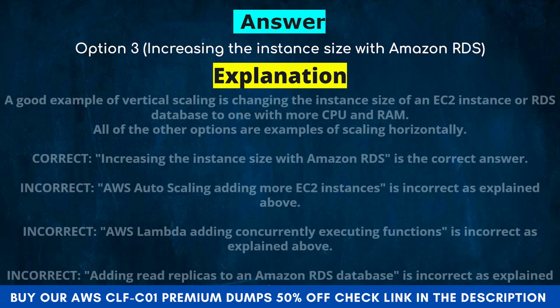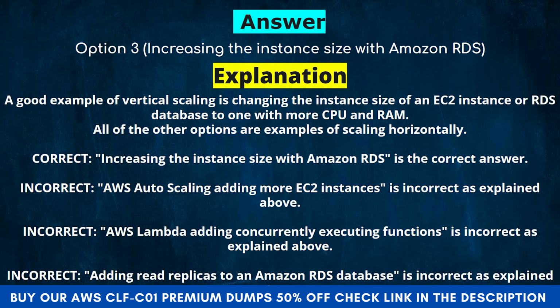Explanation. A good example of vertical scaling is changing the instance size of an EC2 instance or RDS database to one with more CPU and RAM. All of the other options are examples of scaling horizontally. Increasing the instance size with Amazon RDS is the correct answer. AWS Autoscaling adding more EC2 instances is incorrect.